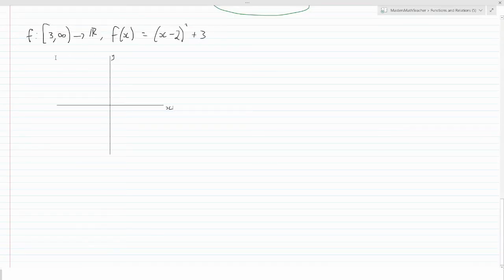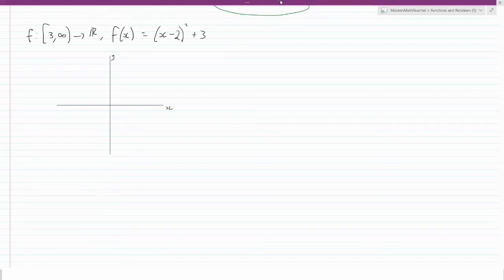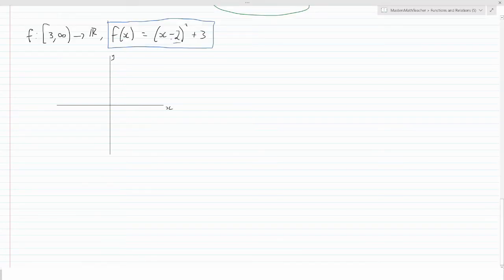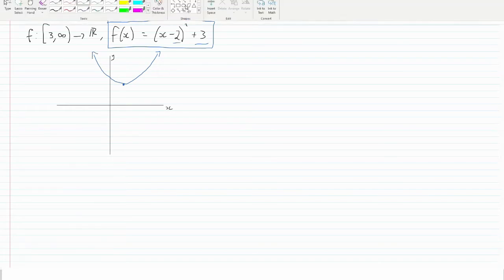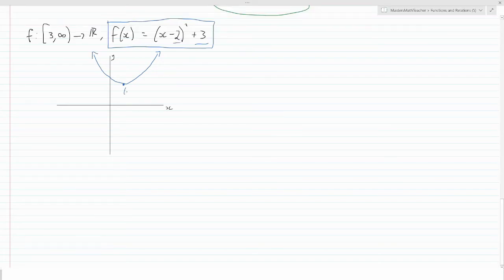So we grab out a graph. Now this is a parabola. We know its turning point is 2, 3. So we're going to put it at 2, 3. And we know it's a smiley face parabola. So it looks something like this. However, we've restricted our domain. So let's actually plot that point. It's going to be 2, 3.